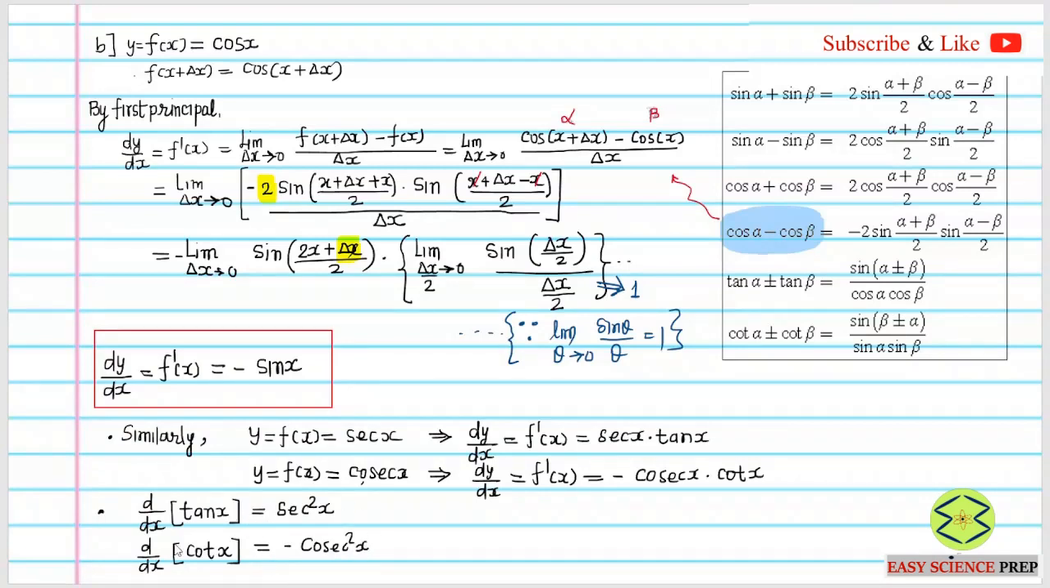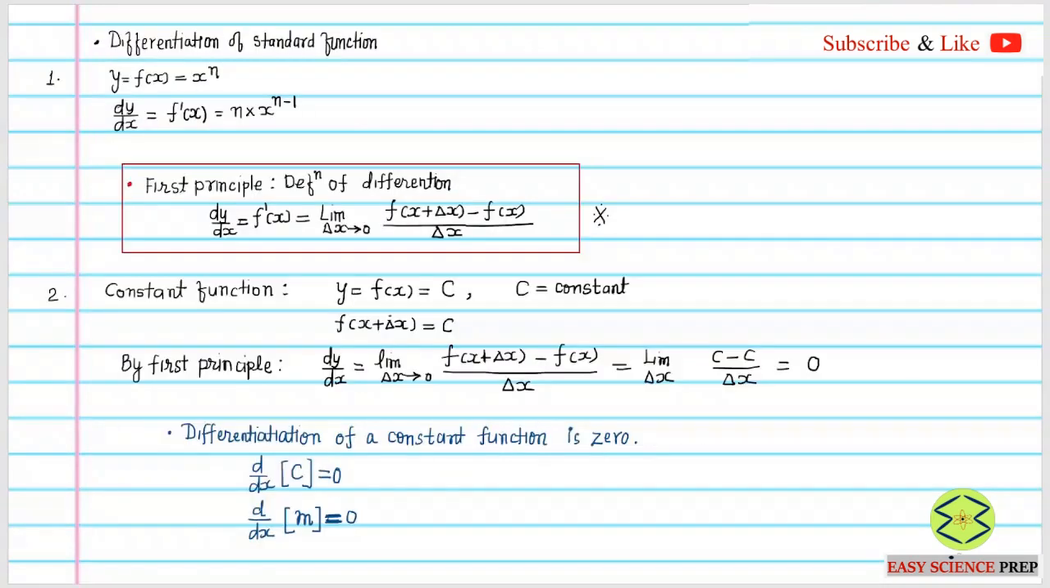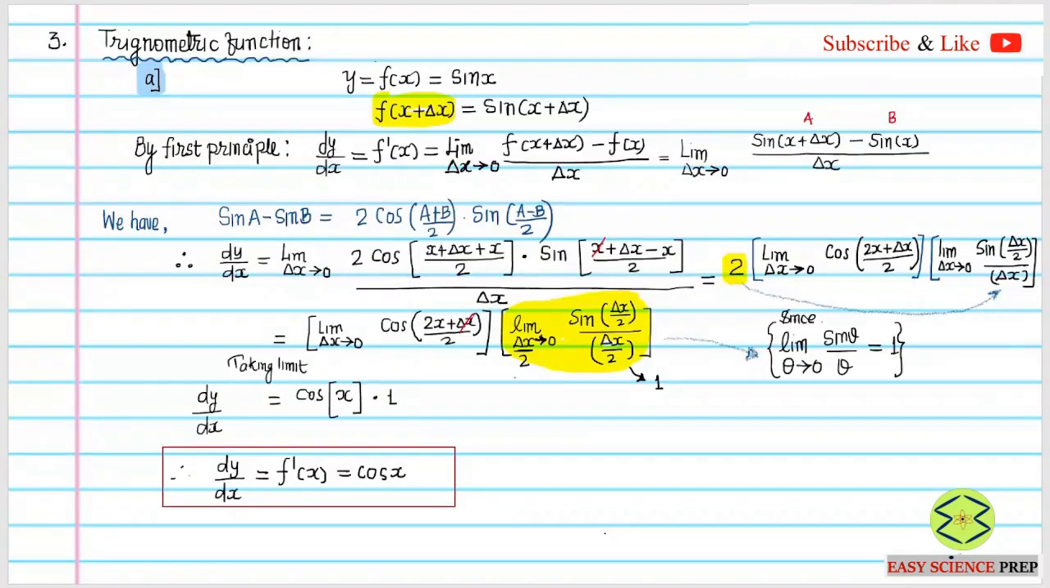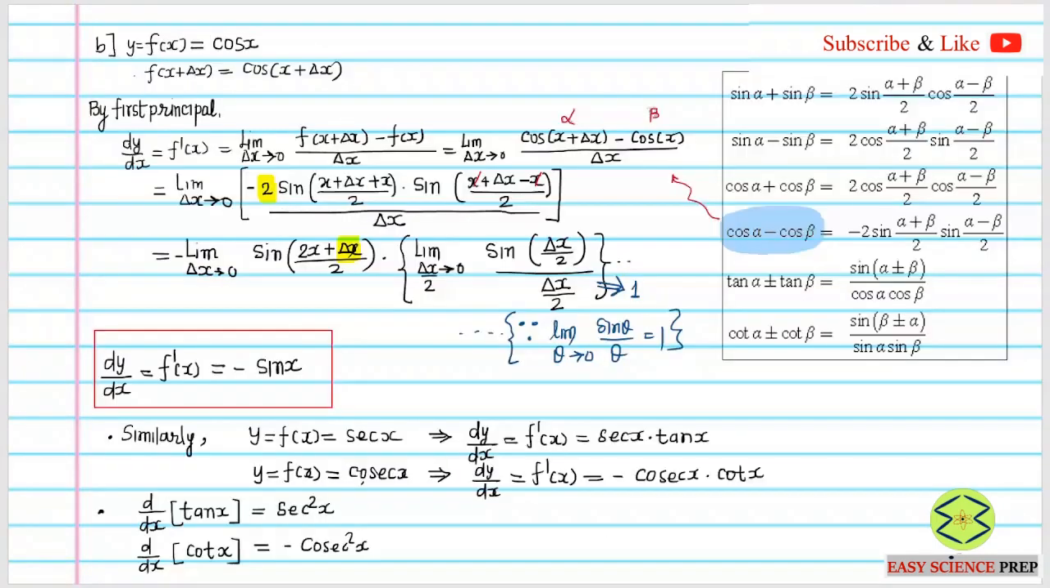So these are some trigonometric functions: sine, cos, sec, and then we also covered tan and cot. We have done a few of them, taking trigonometric functions, and we discussed how to deal with trigonometric functions. Now there are a few more functions which we need to do. So the next type of function, we can say, is exponential functions.